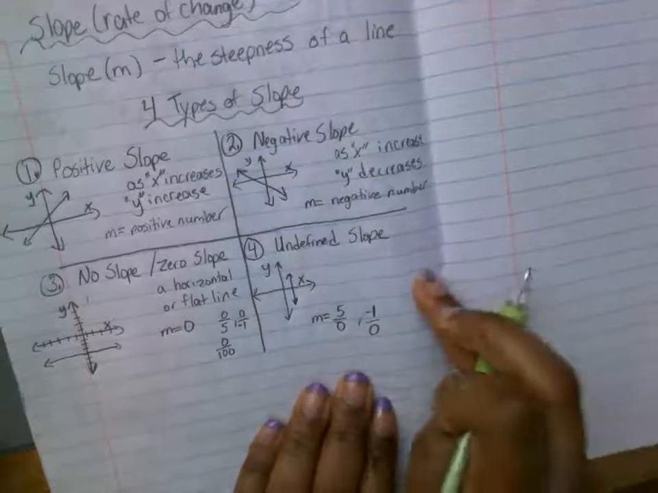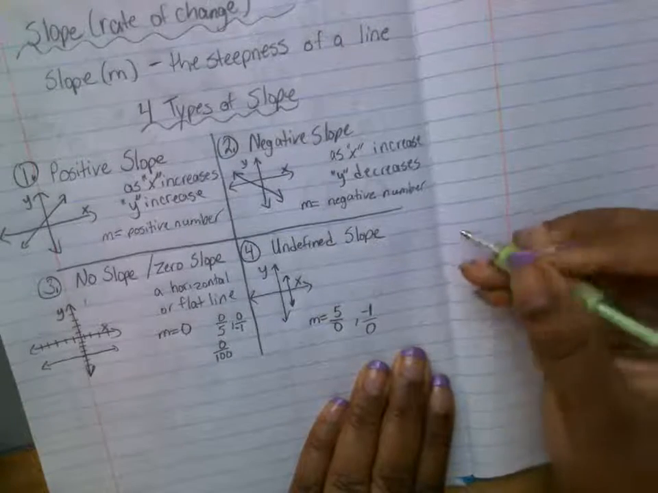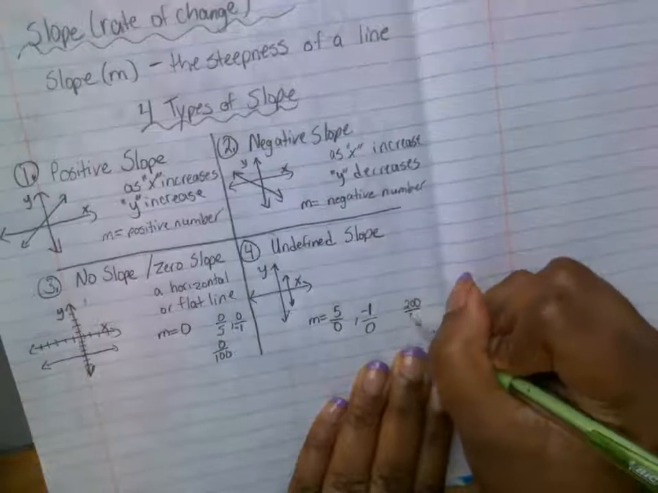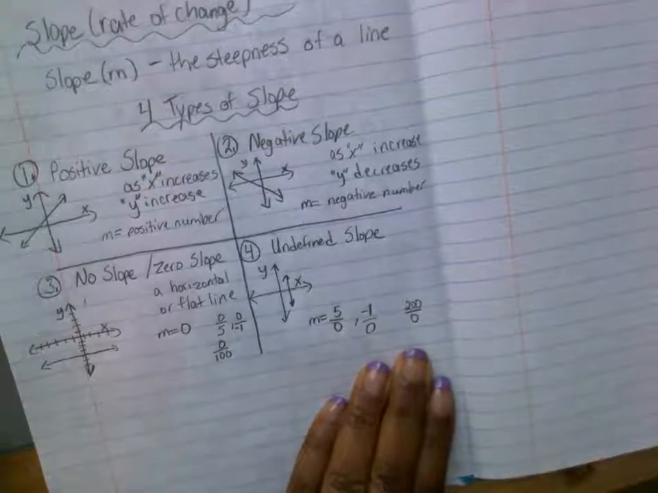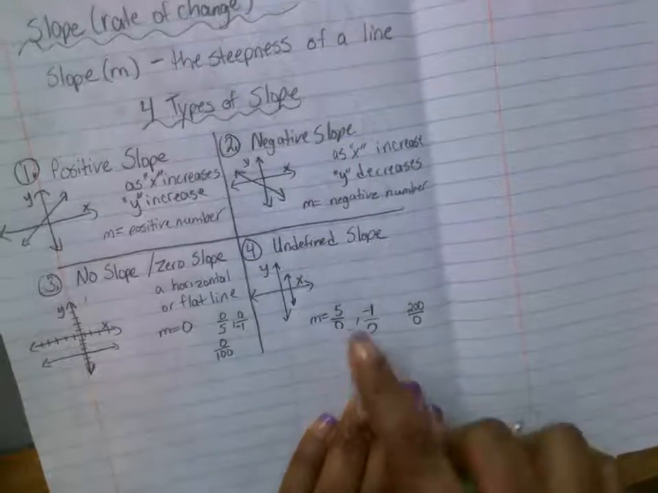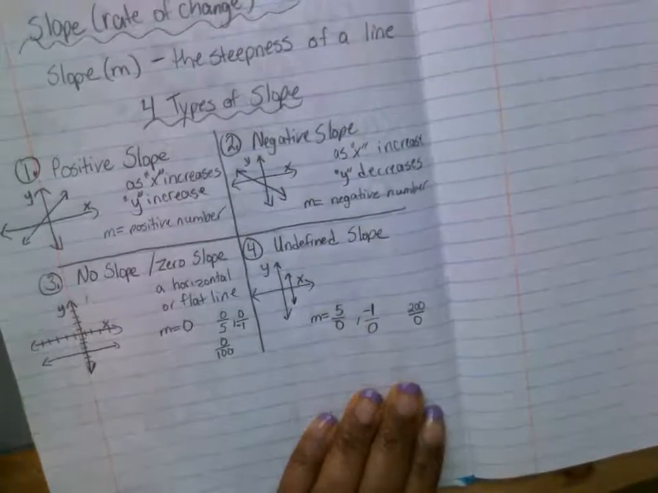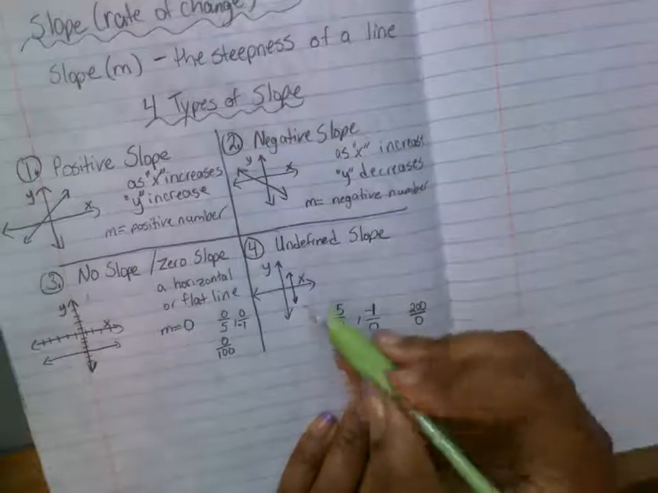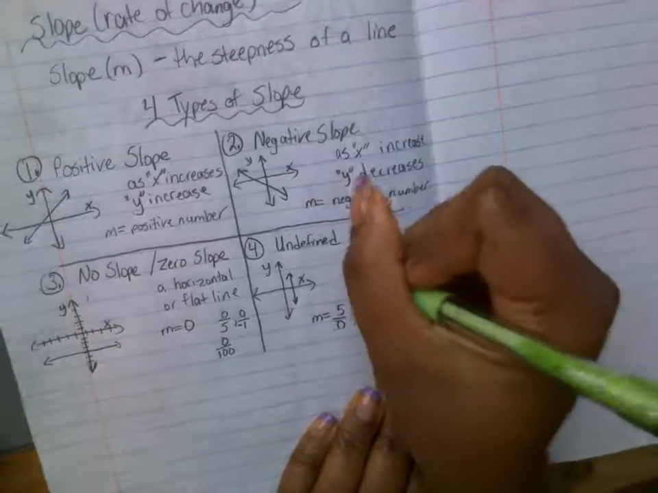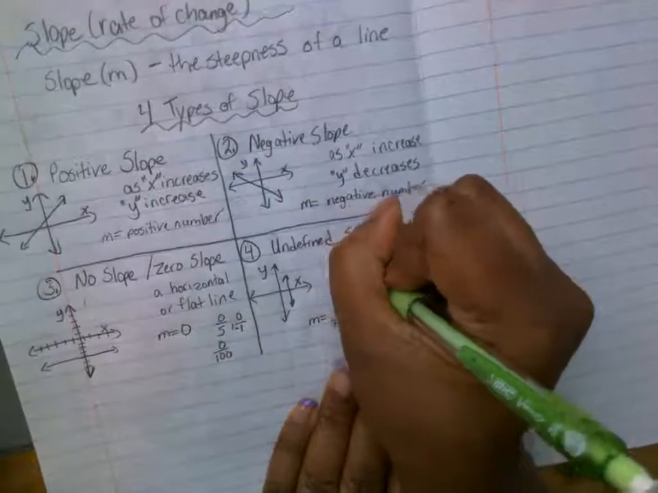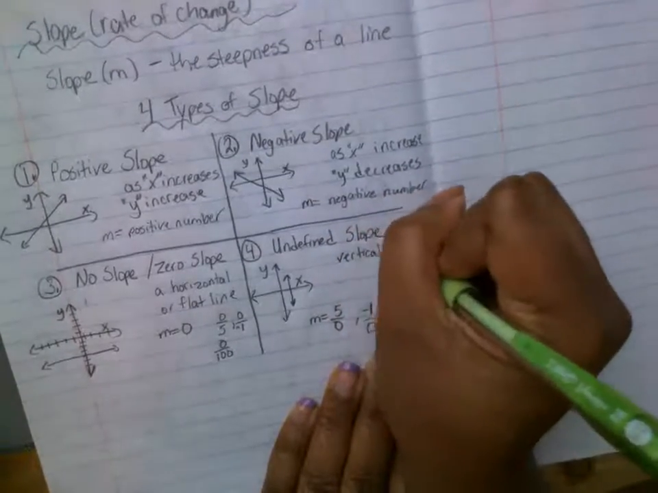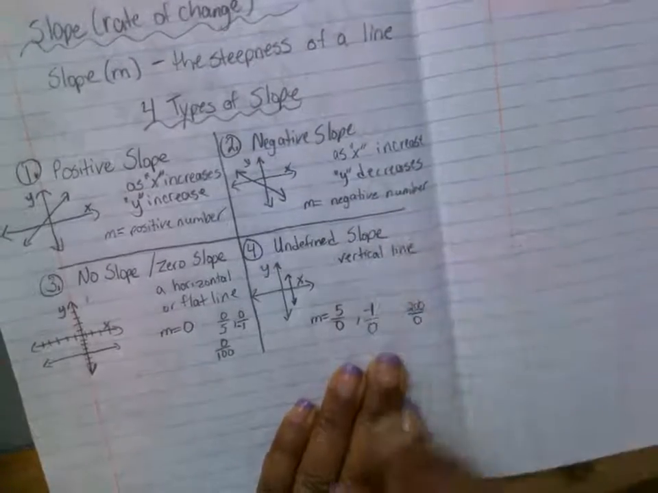0 on the bottom of any fraction, 0 as a denominator. I can have 200 over 0. It's undefined. You can't draw nothing and shade in 200. These are all undefined. So undefined slope is when you have a vertical, straight up and down line. Vertical lines have undefined slope.